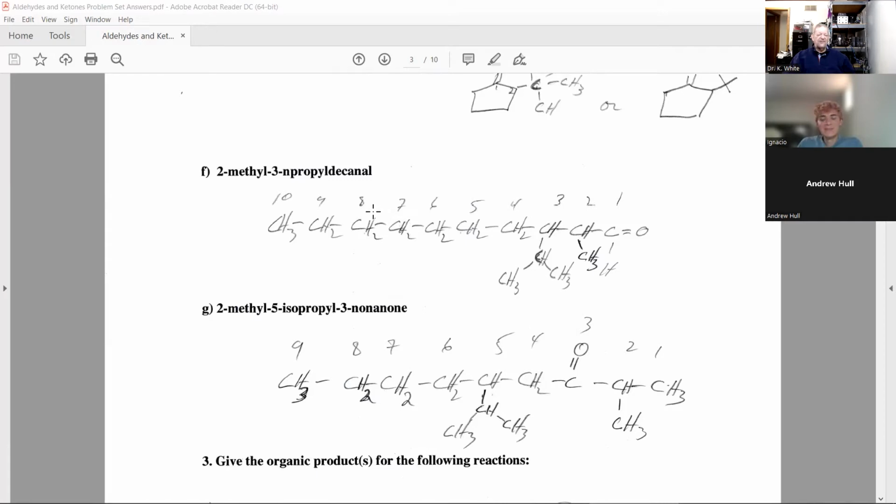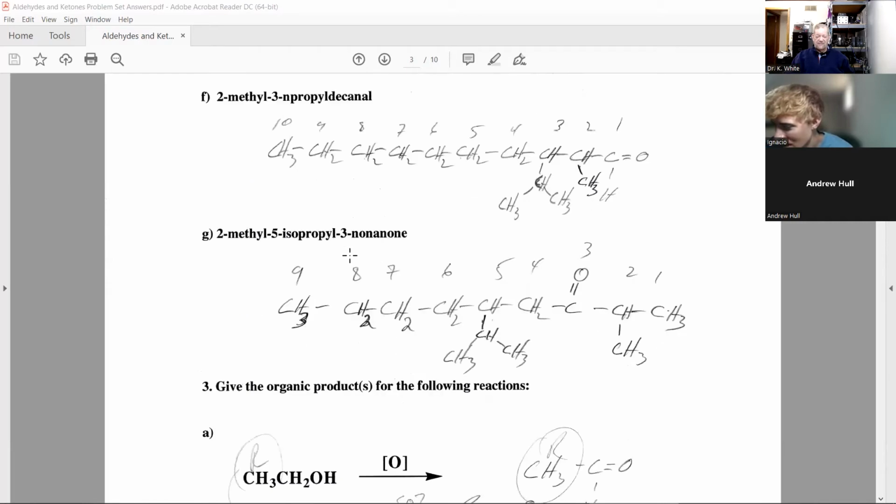Anyways, let's do G. Start from the right, move left. AL ending, aldehyde. If that were E, decane, 10 carbons. And carbon 3, don't look, it's supposed to be n-propyl. I have isopropyl. And carbon 2, a methyl group.